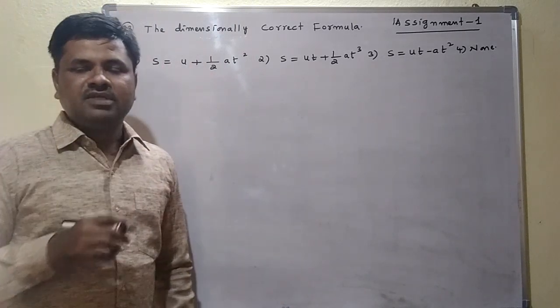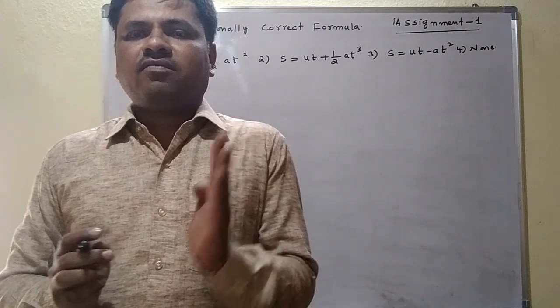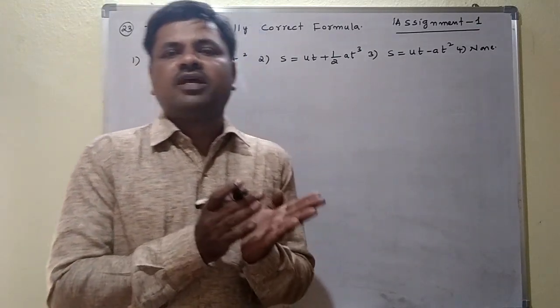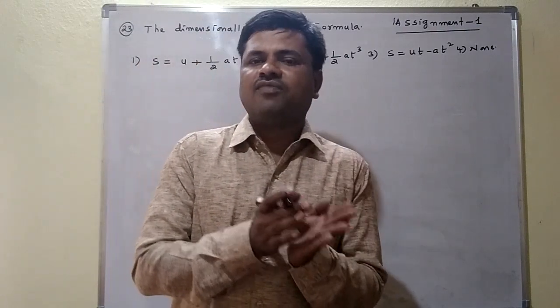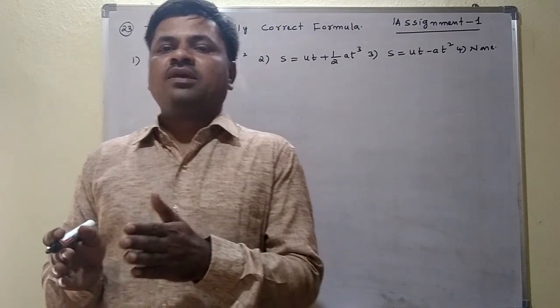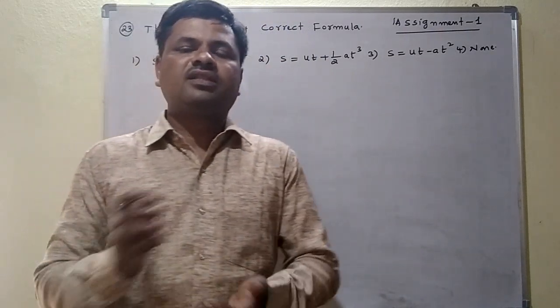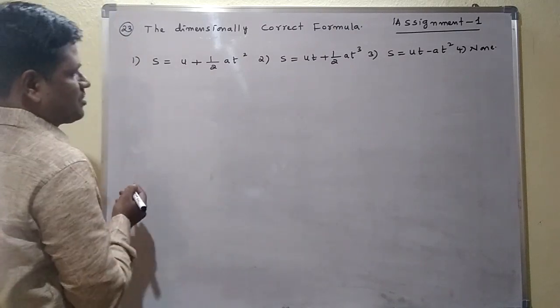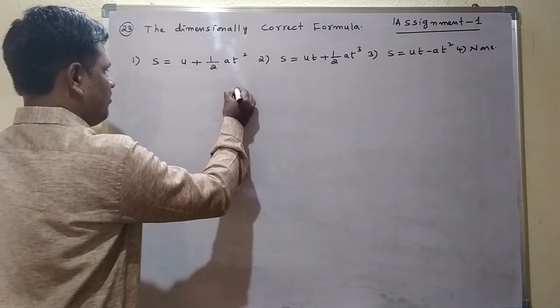First see there. Dimensionally checking means the dimensional formula of every term in the LHS is equal to the dimensional formula of every term in the RHS. Then only that is dimensionally correct. Here, first we can see the first option. Four options are given.